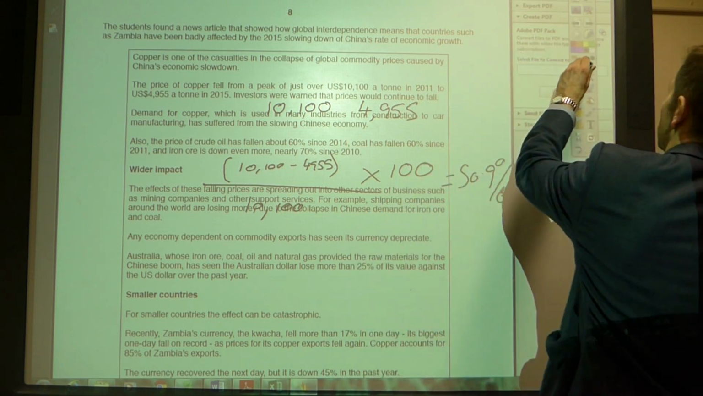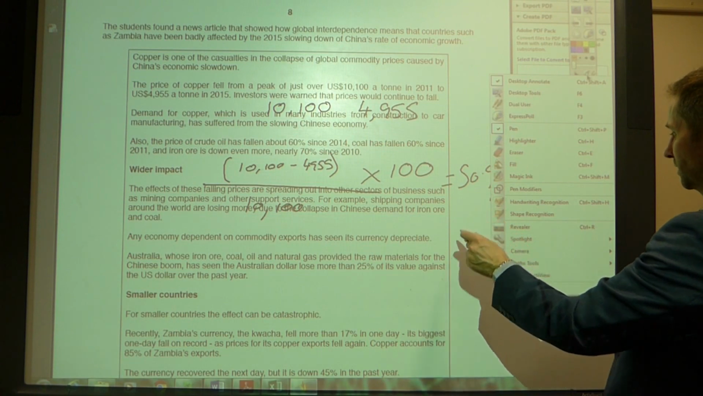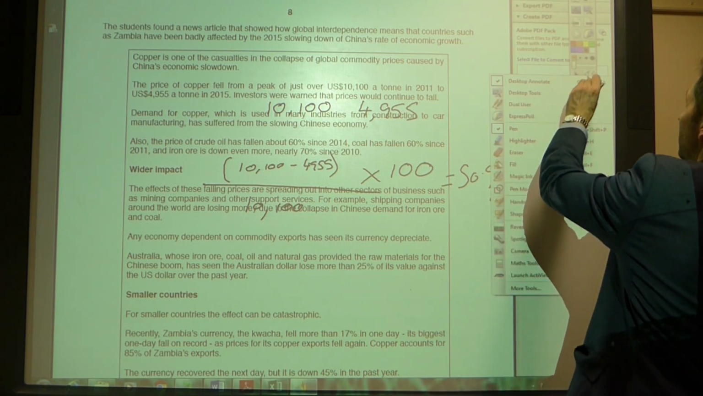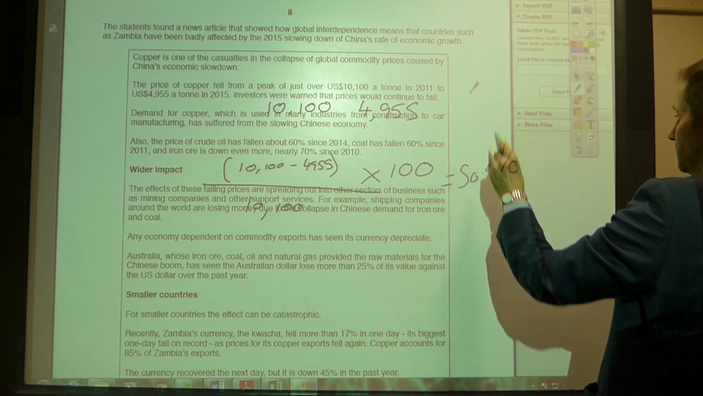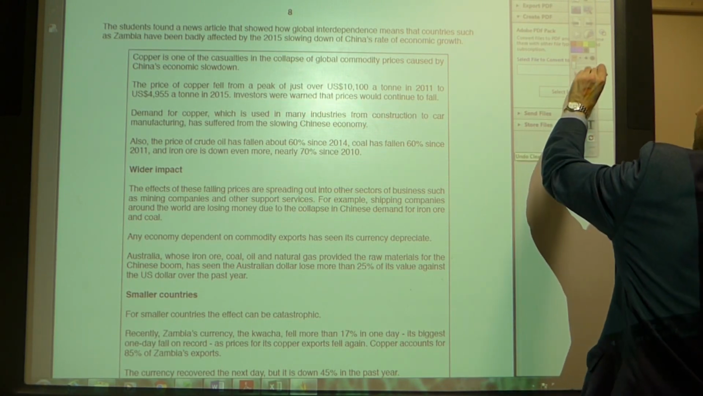Okay, so let's get rid of that, ladies and gentlemen. Oh, where's Oliver when you need him to find out how to clear this thing? Let me just double check. I think it's that one, is it? Clear, yes. Okay.